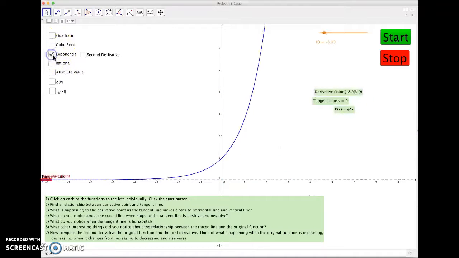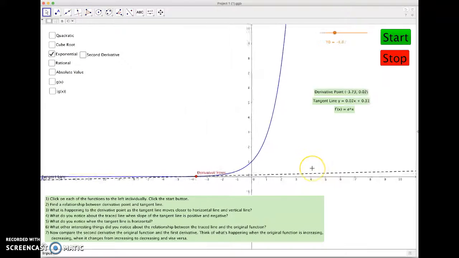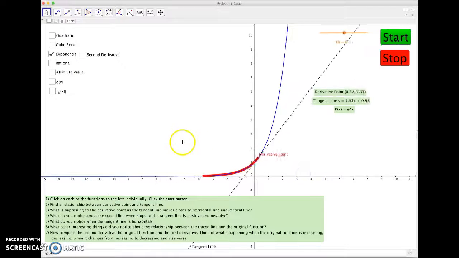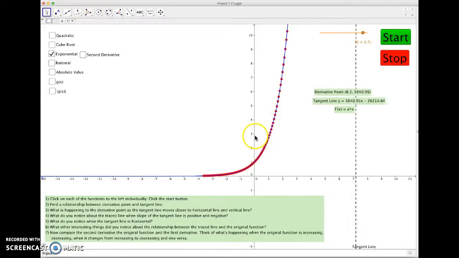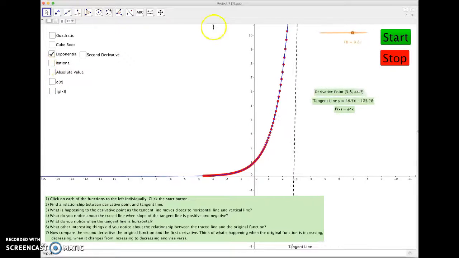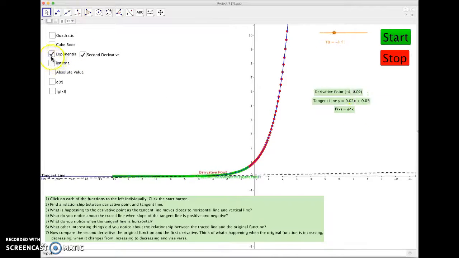Okay, and then let's take a look at the exponential. This is interesting too, because the derivative and the function are the exact same thing. It's a good thing for them to see that graphically. I also added the second derivative in green, and we can see how it also traces over the original function, so we can see how it stays the same.